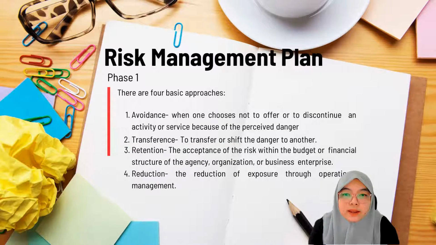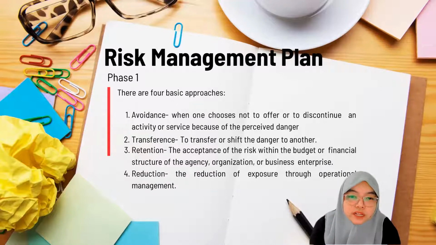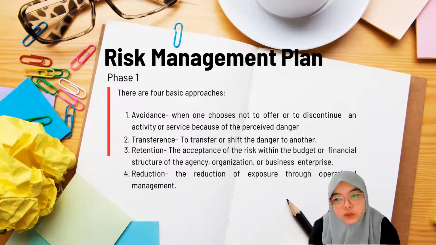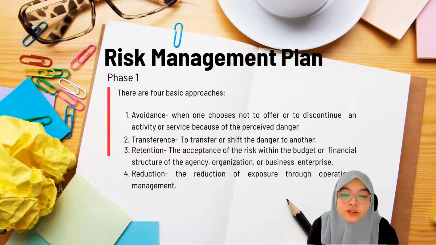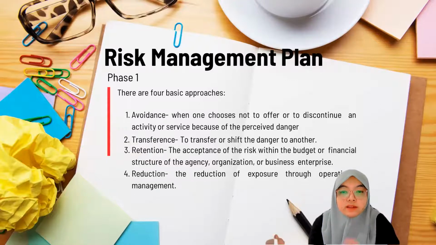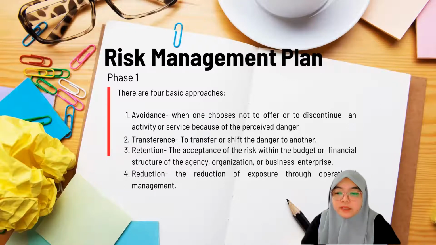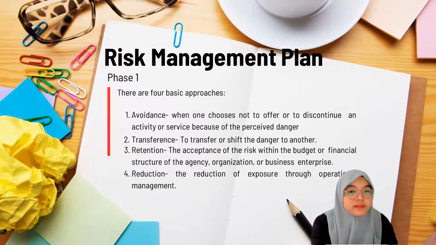Okay, and then there are four basic approaches when you are handling this risk: avoidance, transference, retention, and reduction. So as for avoidance, when one chooses not to offer or discontinue an activity or service because of perceived danger, meaning you totally avoid that particular activity. And then transference, to transfer or shift the danger to another. Maybe this place is a dangerous place, so you transfer to another place to conduct the activity.